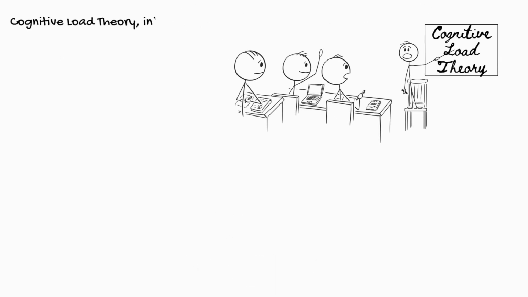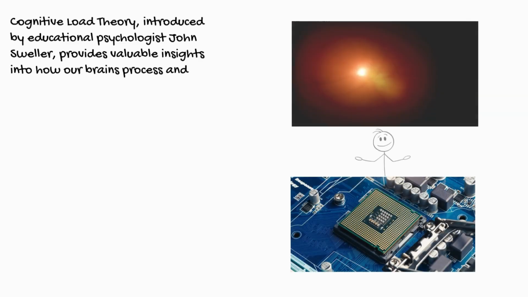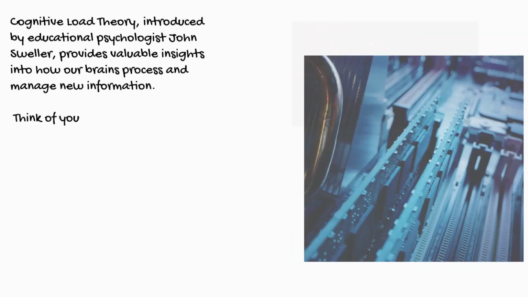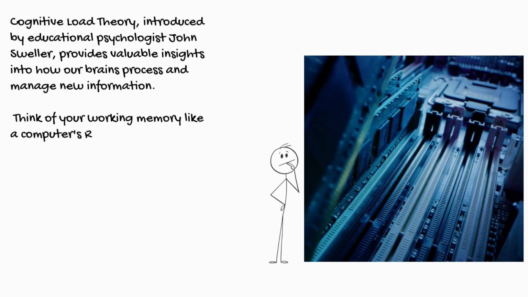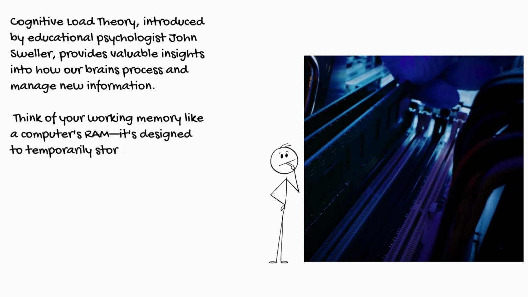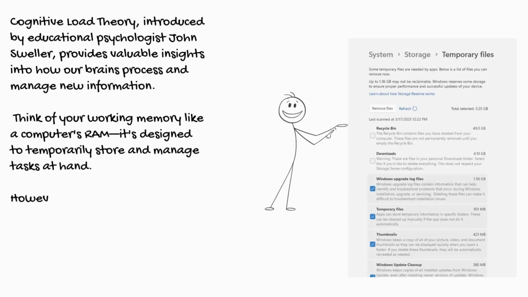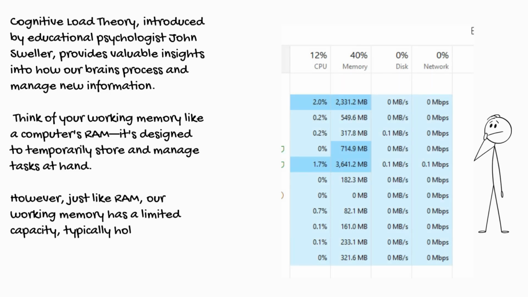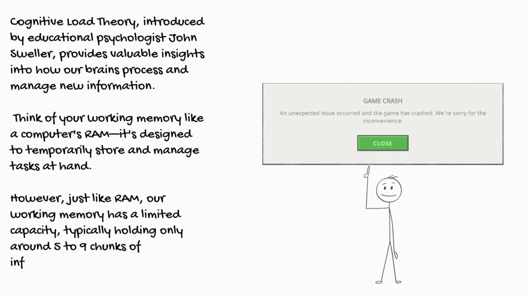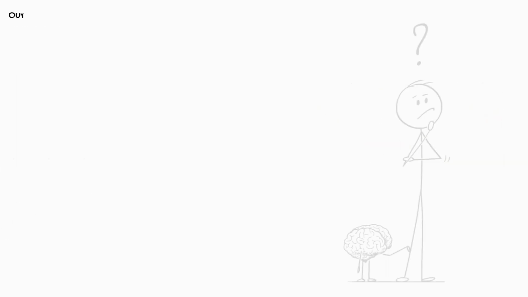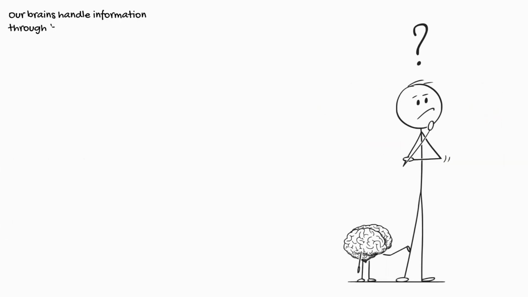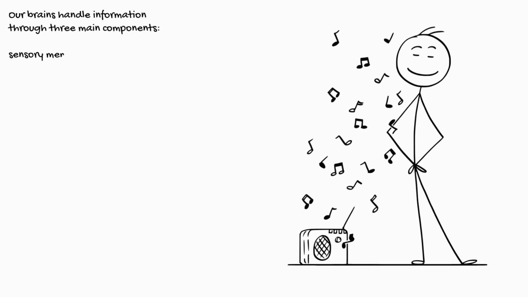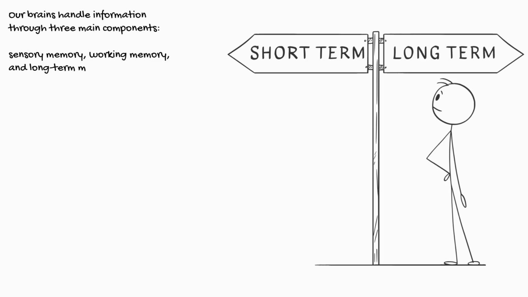Cognitive load theory, introduced by educational psychologist John Sweller, provides valuable insights into how our brains process and manage new information. Think of your working memory like a computer's RAM. It's designed to temporarily store and manage tasks at hand. However, just like RAM, our working memory has a limited capacity, typically holding only around 5 to 9 chunks of information at once. Our brains handle information through 3 main components: sensory memory, working memory, and long-term memory.